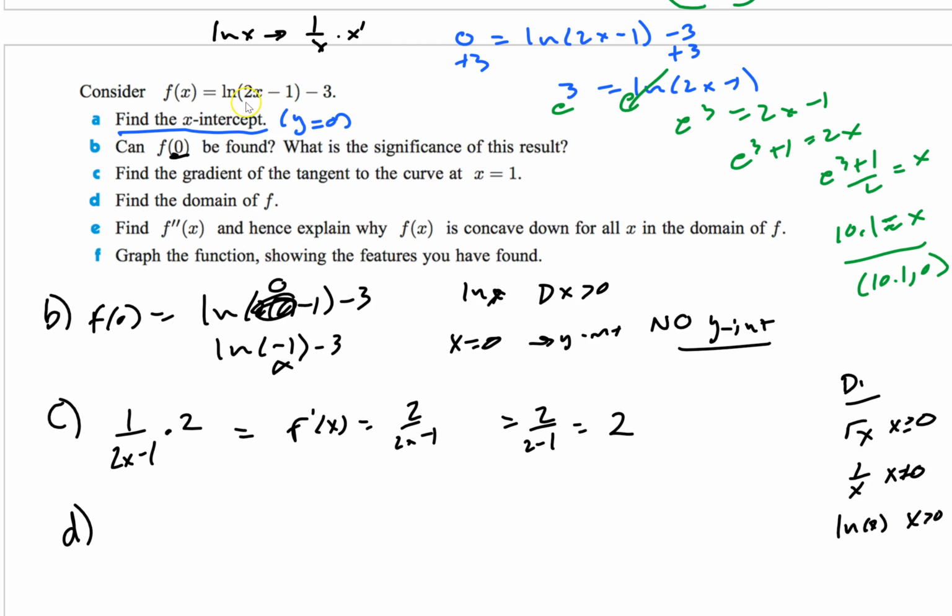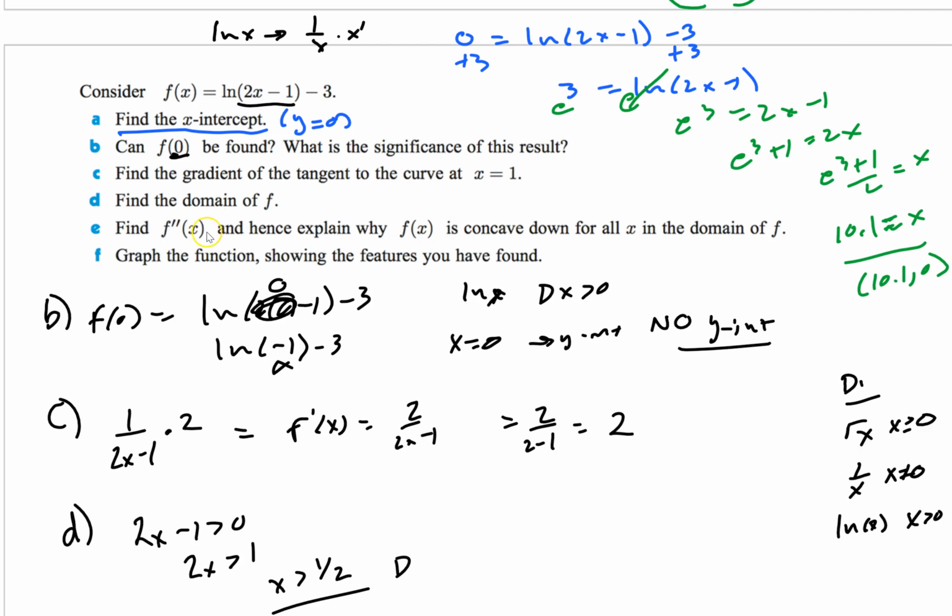So in this case, all we care about is what's inside the natural log. That part has to be greater than 0. So 2x minus 1 has to be greater than 0, because that's what's inside the natural log. From here we just solve it. 2x is greater than 1, so x is greater than 1/2. That is my domain. You can leave it at that, or you can put 1/2 to infinity. Either way works.